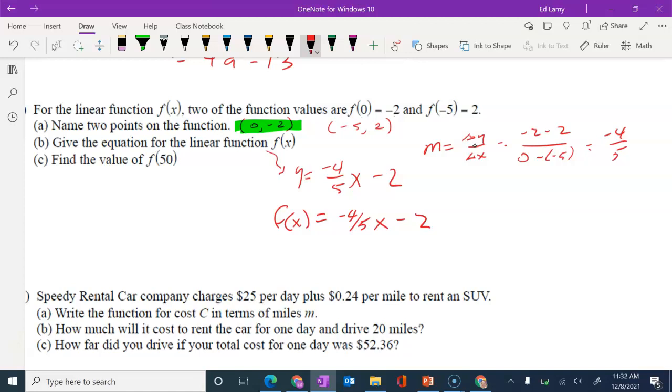Part C asks for find the value of f of 50. F of 50 would just mean -4/5 times 50 minus 2. Well, 5 goes into 5 once, into 50 10 times. -4 times 10 is -40, minus 2 more equals -42. So that's the C part.